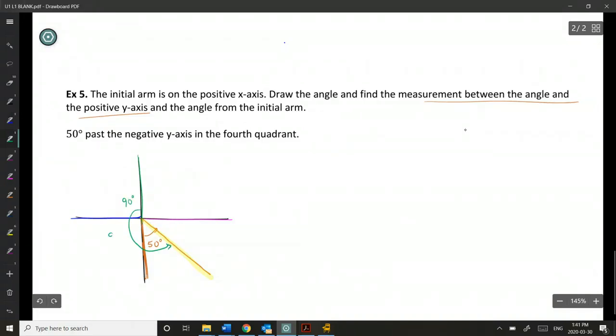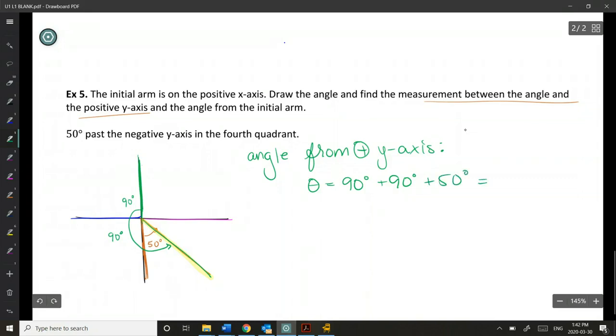So I want this rotation. So remember, this is 90 degrees and 90 degrees. So if I'm looking for this slice in here, I'm going to do the angle from the positive y-axis, maybe we'll call that theta, is 90 plus 90 plus 50. So in other words, 180 plus 50 will give us 230.